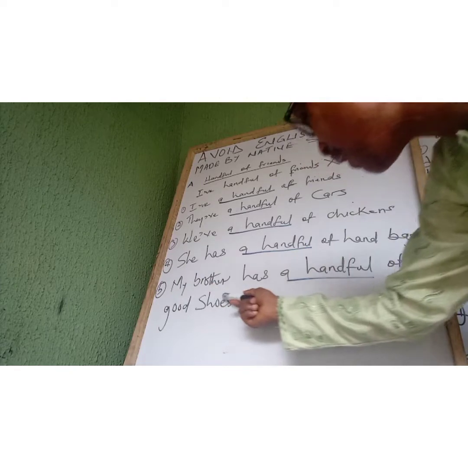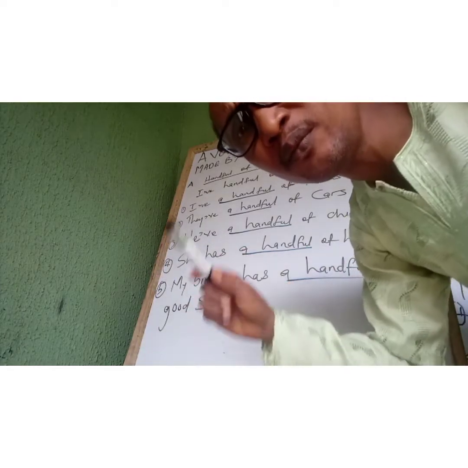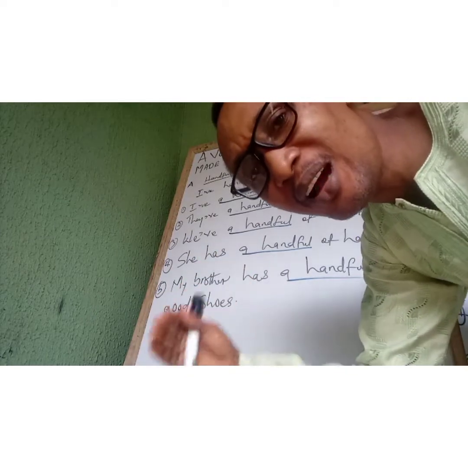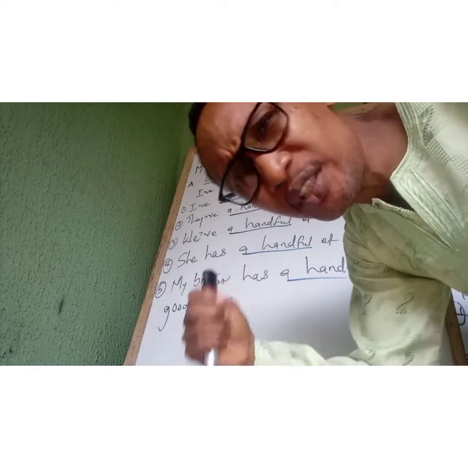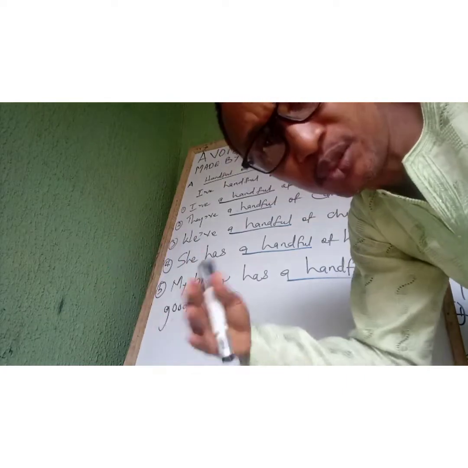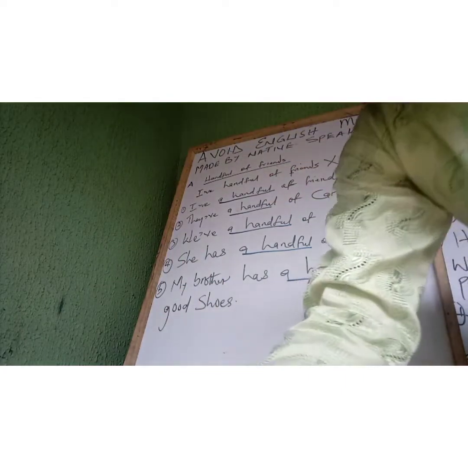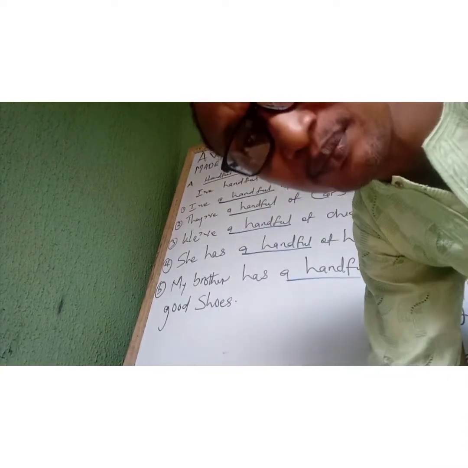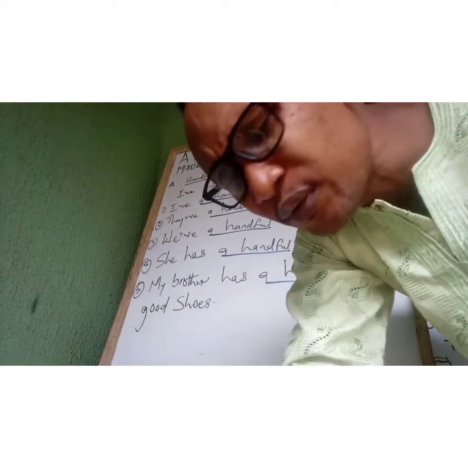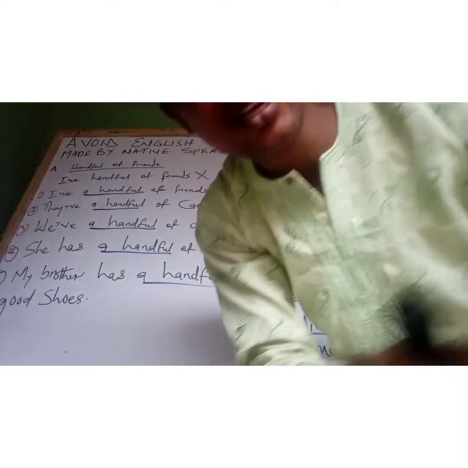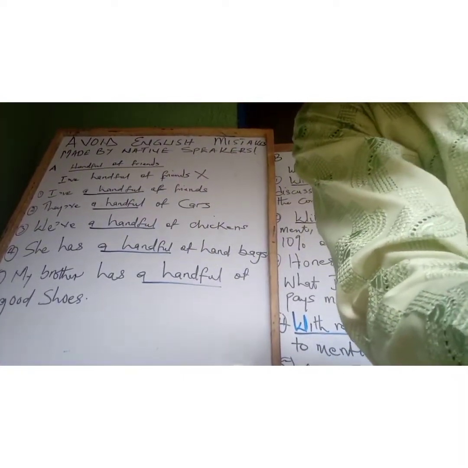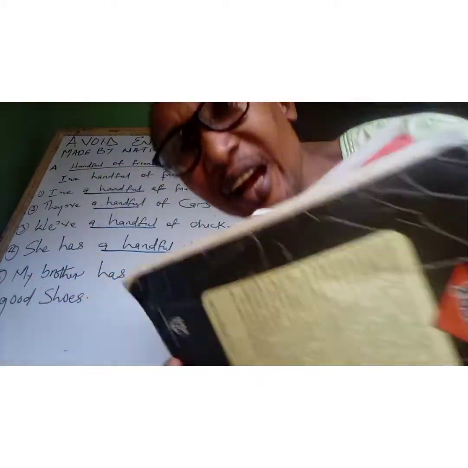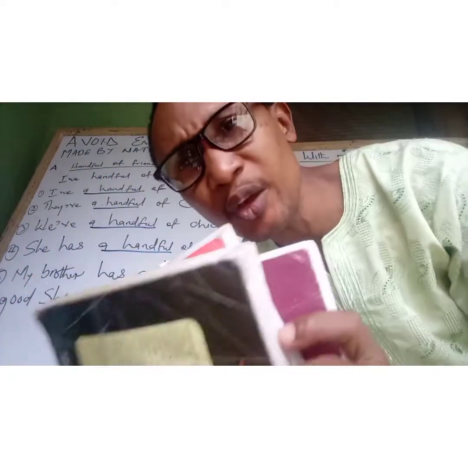Then my brother has a handful of good shoes. My younger brother has a handful of good quality shoes. The shoes could be imported shoes, etc. So these are 5 examples. Please do not say, I have handful of English books. It is, I have a handful of English language books.